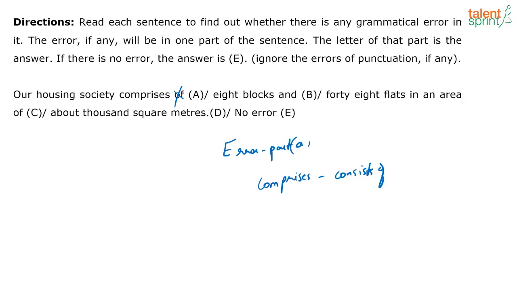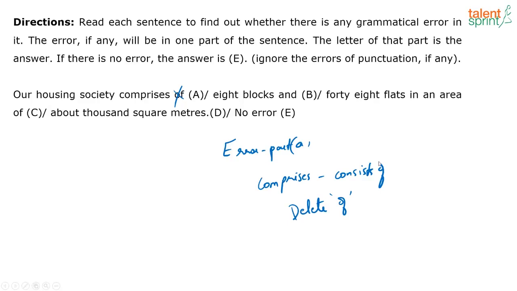Of is unnecessary there. A housing society comprises, meaning consists of, 8 blocks and 48 flats in an area of about 1000 square meters. There's nothing wrong in D. 1000 square meters is absolutely correct. Or if you're looking at about as a preposition being incorrect, no, that's also fine. Because about brings in the meaning of approximately, right? Of about 1000 square meters. Absolutely correct. The error is in part A, where I have to delete of, because comprises itself means consists of.